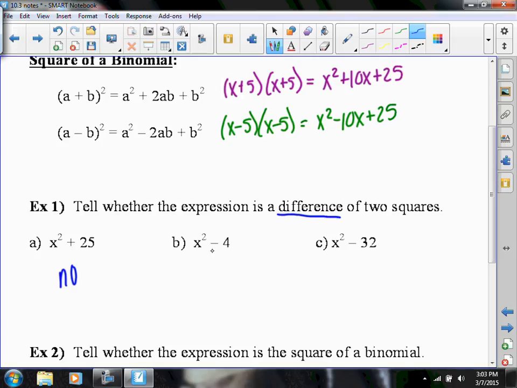So part B is a difference, and our first term is x squared, and 4 is a perfect square. So yeah, we actually have a difference, and both of our terms are squares. So yes, this is a difference of two squares. And then C, okay, that's a difference because we're subtracting. We have an x squared. Oh, but 32 is not a perfect square. Now, if it had been 36, then we would have had a perfect square.